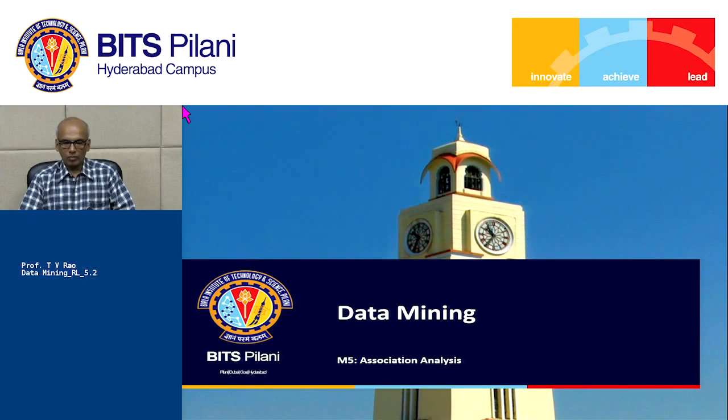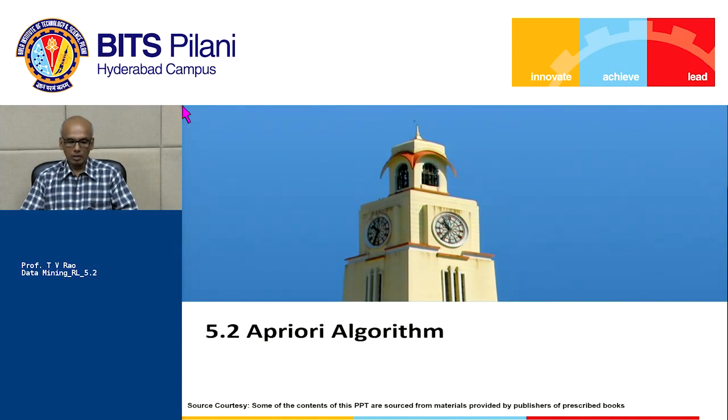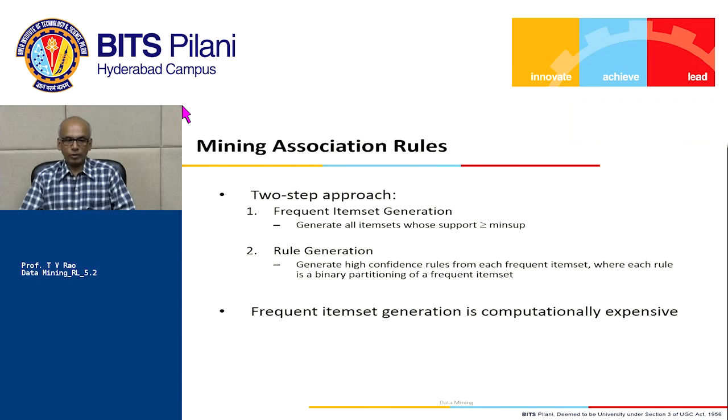Now we will discuss a widely discussed and popular algorithm that is associated with association analysis. It is called the Apriori algorithm. As we know, when we want to find association rules in a given database, that is, rules which relate one attribute to another attribute or one item to another item in a list, we take a two-step approach. First, we want to know all the item sets which have a minimum support.